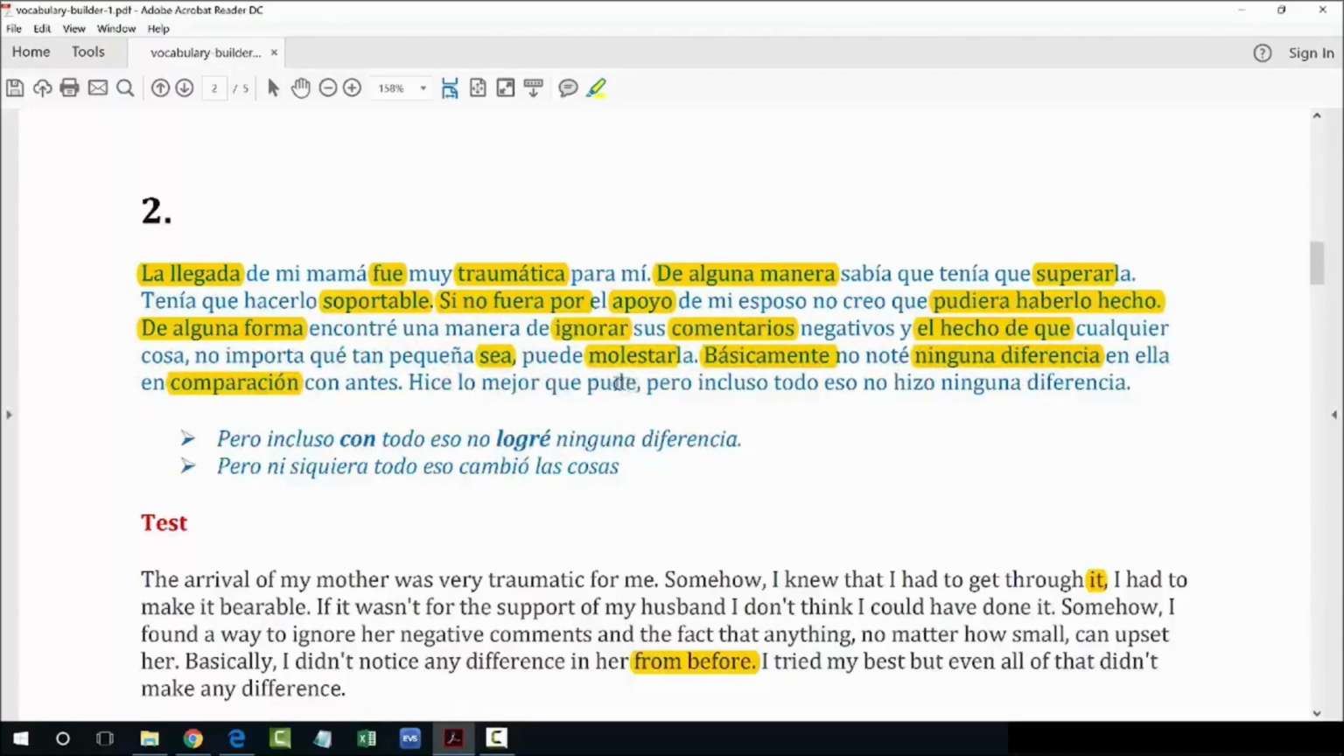Notice that the structure is different. In Spanish, they will say, I did the best that I could. Hice lo mejor que pude. Whereas in English, we would simply say, I tried my best. So the Spanish is a little bit more extended. Now we have something else from before cropping up again. Incluso. But even all of that, pero incluso todo eso, no hizo ninguna diferencia. It didn't make any difference. Ninguna diferencia. Also repeating here.